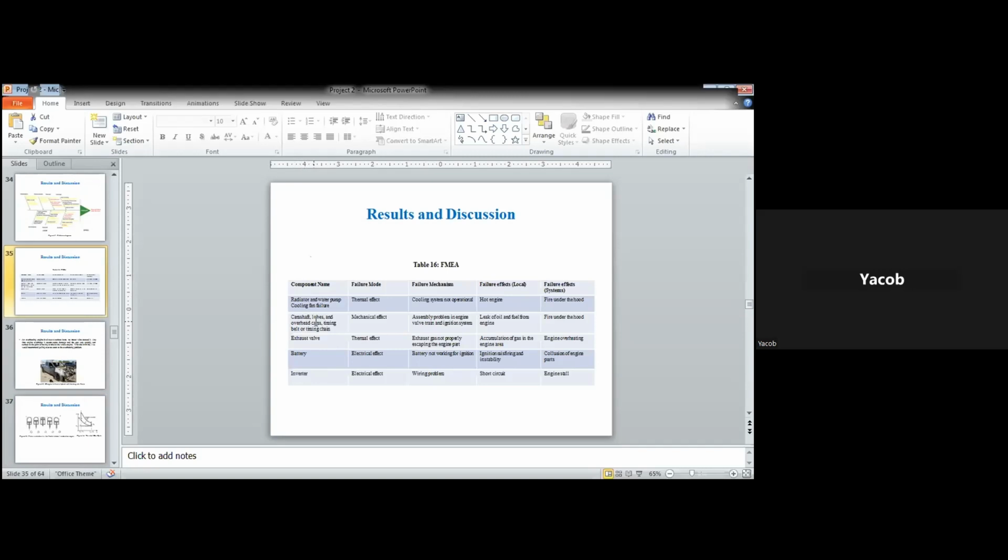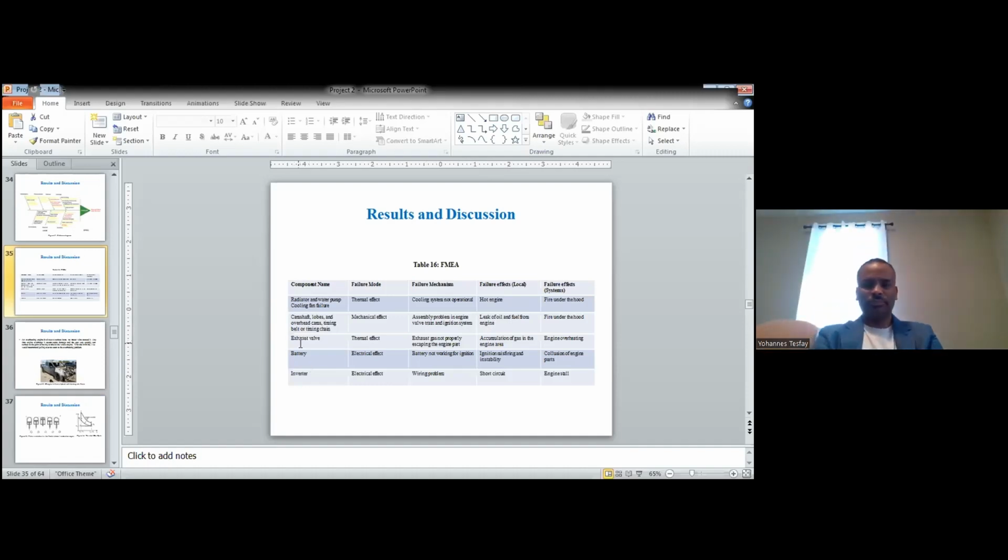Around the camshaft, camshaft timing belt, there can be a problem. This is mechanical effect. It can be an assembly problem. The failure mechanism and the effect: leakage of oil and fuel from the engine can happen, and again, due to this leakage and the hot engine, then fire can happen as a system.